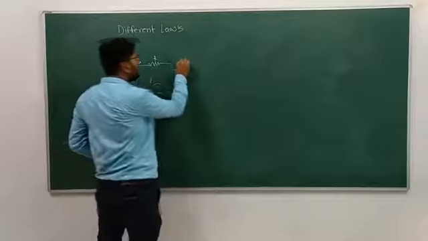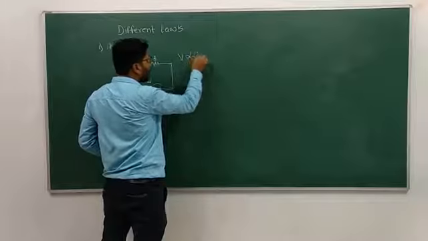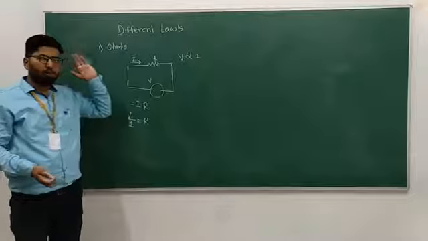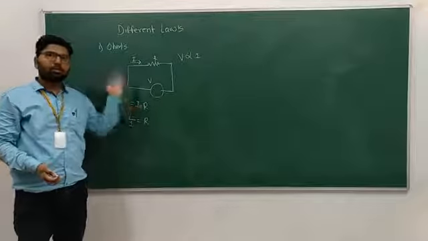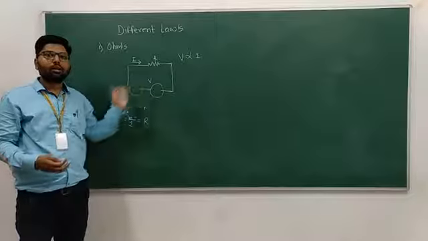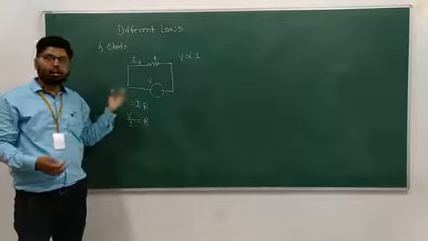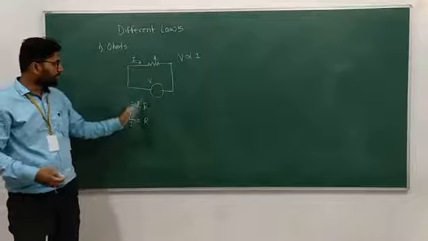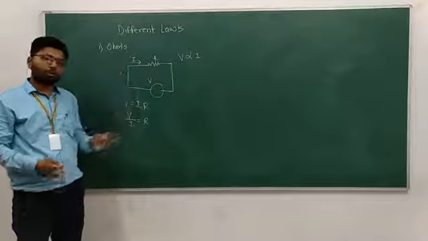So voltage is directly proportional to the current. That is called Ohm's law. However much voltage we apply, a proportional current is generated in your circuit, limited by the resistance, that is R. So this is the statement of Ohm's law: V is equal to IR.